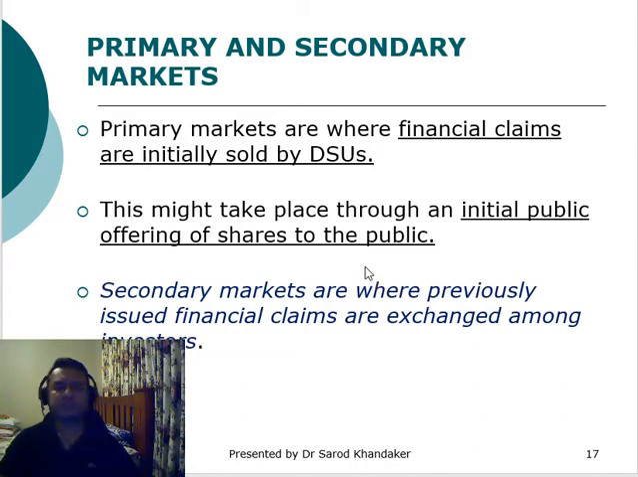The next slide is talking about the primary market and the secondary market. Primary markets are where financial claims are initially sold by the DSUs, or the demanders of funds. This might take place through an initial public offering of shares to the public. On the other hand, secondary markets are where previously issued financial claims are exchanged among investors. So in the secondary market, no new issues are traded, but only those shares which are already listed are traded, and the exchange takes place between investor and investor.